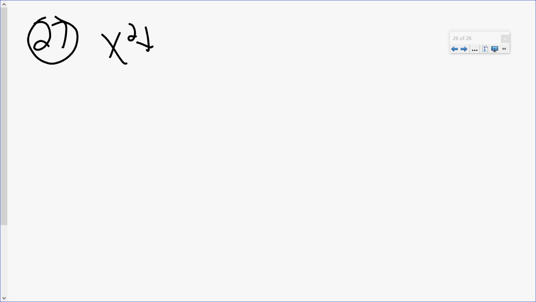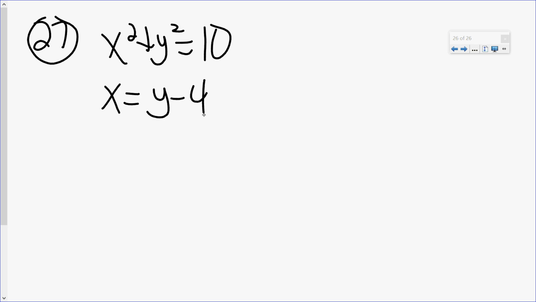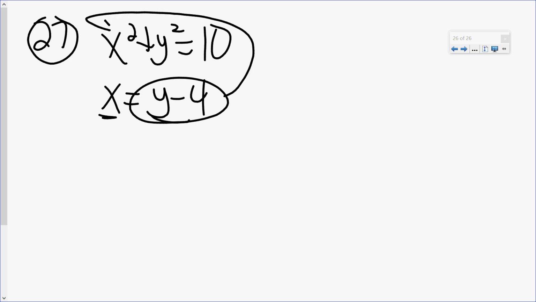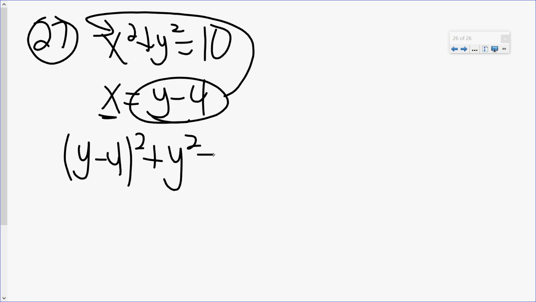x squared plus y squared equals 10, x equals y minus 4. A system. Step 1, I need to have a variable by itself in at least one equation. I have x by itself. So I'm going to substitute y minus 4 in for x. So y minus 4 squared plus y squared equals 10.